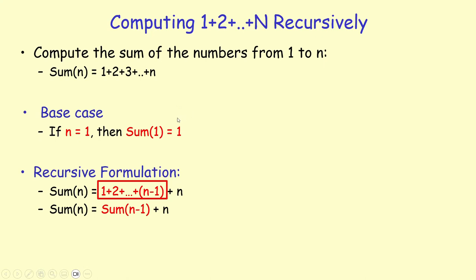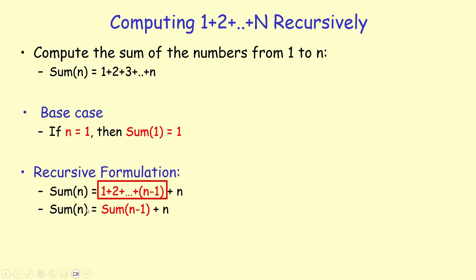Let's now recursively formulate the problem. Remember that we are trying to compute the sum of the numbers from 1 to n, and we can write it as 1 plus 2 plus dot dot plus n minus 1 plus n. You can see that in order to compute the sum of the numbers from 1 to n, you need to first compute the sum of the numbers from 1 to n minus 1. So you could recursively formulate this as sum of n minus 1. The sum of the numbers from 1 to n minus 1 is a subproblem of the same type as the original problem but with a smaller scale.